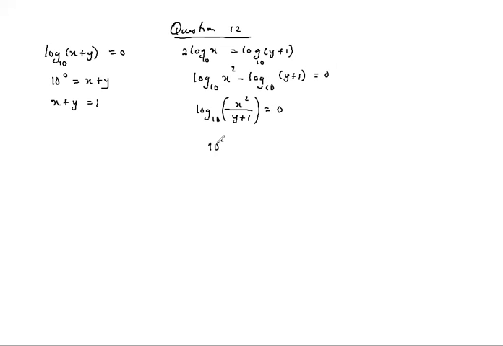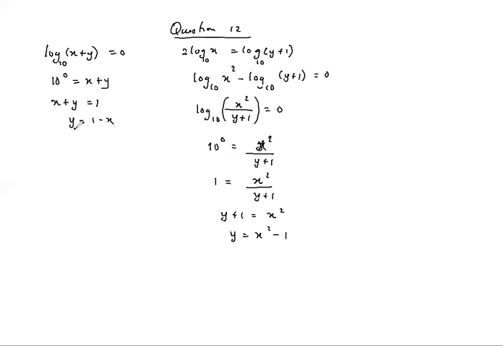So that we get log₁₀ (x²/(y + 1)) = 0. When we raise 10 to the power 0, we must be able to get 1. So we are saying 1 = x²/(y + 1). If we cross multiply, we have y + 1 = x², implying that y = x² − 1.